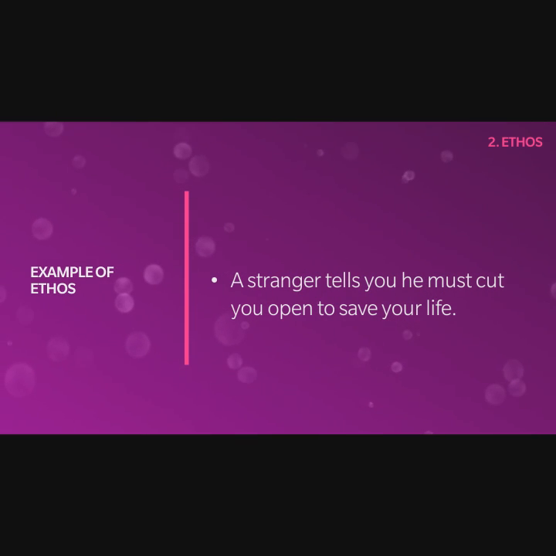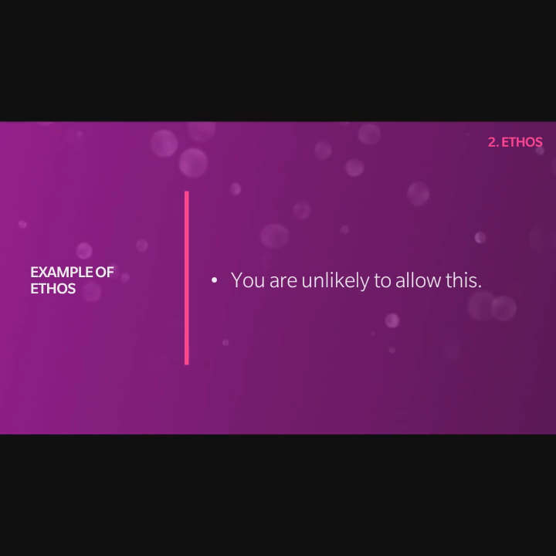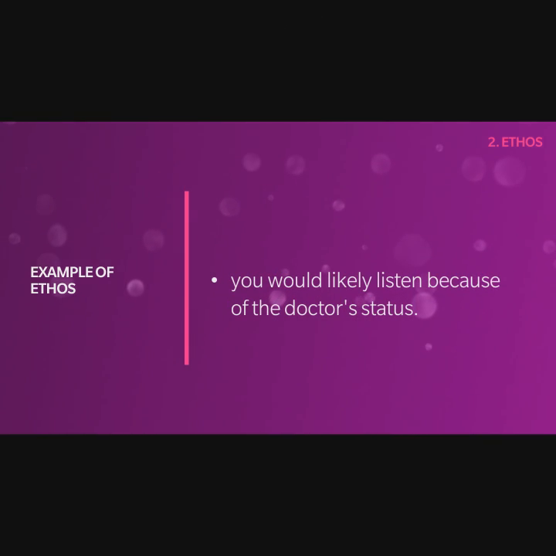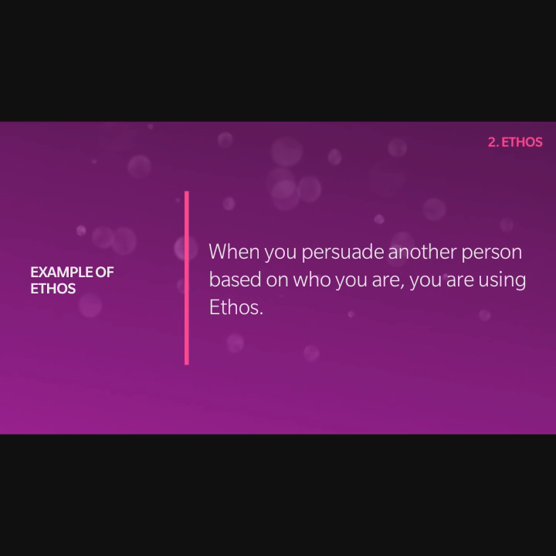Let us say that a stranger tells you he must cut you open to save your life. You're not very likely to allow him to do this, are you? You have no reason to trust a stranger, so his idea does not appeal to you. But if we replace the stranger with a doctor who's telling you he must cut you open and remove a tumor from your body, you're more likely to listen because of the doctor's status and credentials. Generally, we trust doctors because of the amount of education and experience they have. That's ethos. When you persuade another person based on who you are, you're using ethos.